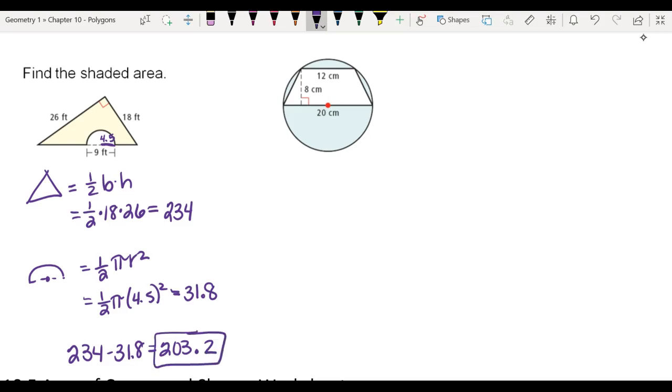So if they're on top of each other, you add. Okay? If they're one inside of the other, you subtract. Did I do something wrong? It's 202? Okay. 202.2. Any questions?